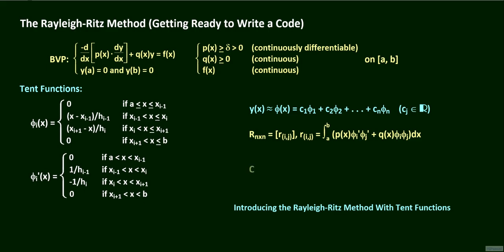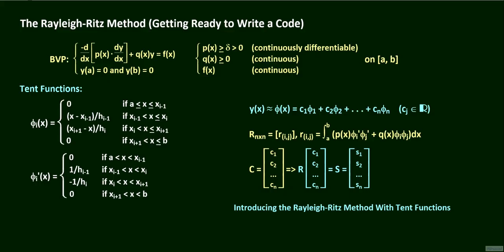If uppercase C is the vector of the c sub j's, then the matrix equation is given by the matrix R times the vector C equals some vector S, whose components we call S sub i, where i goes from 1 to n. We also provided a derivation for the formula for S sub i in the lecture introducing the Rayleigh Ritz method with tent functions. For i equals 1 to n, S sub i equals this integral.